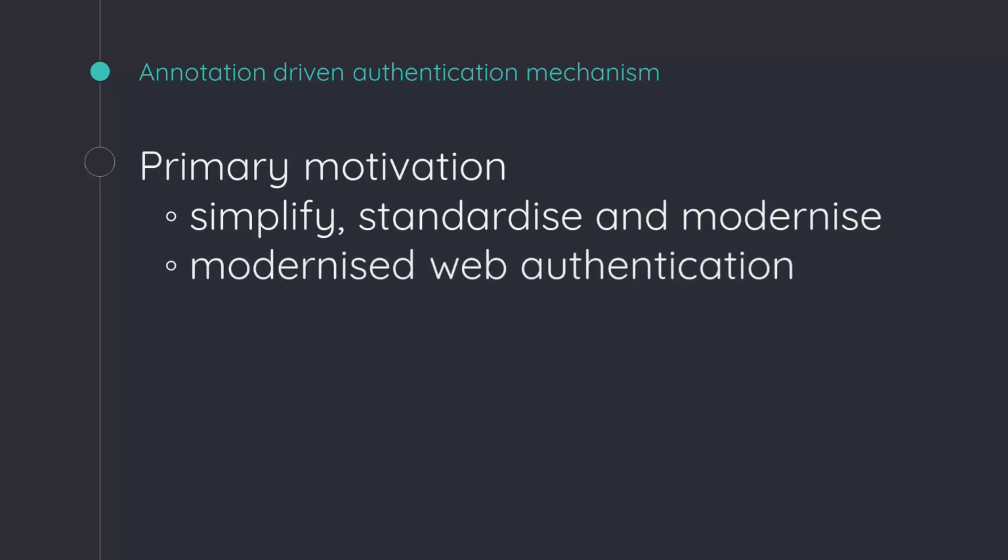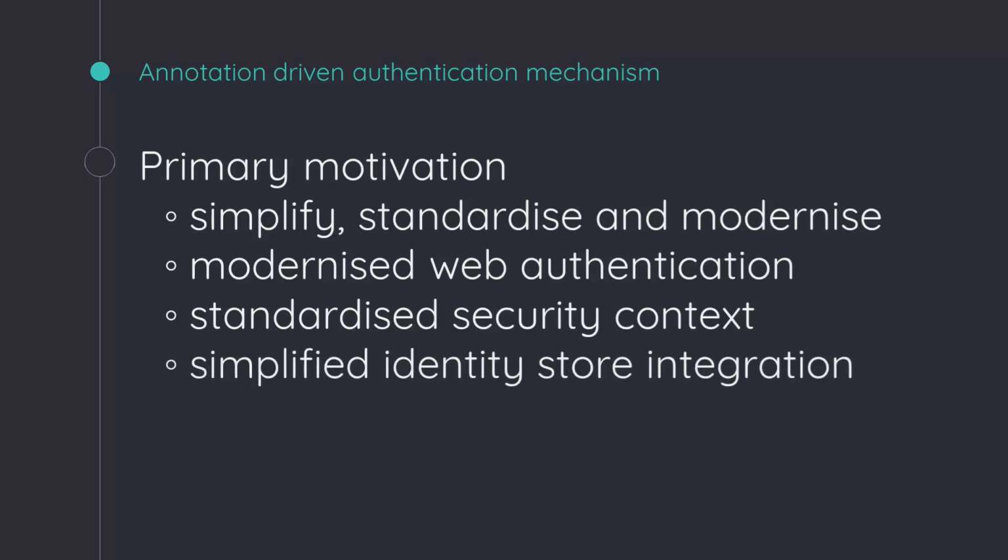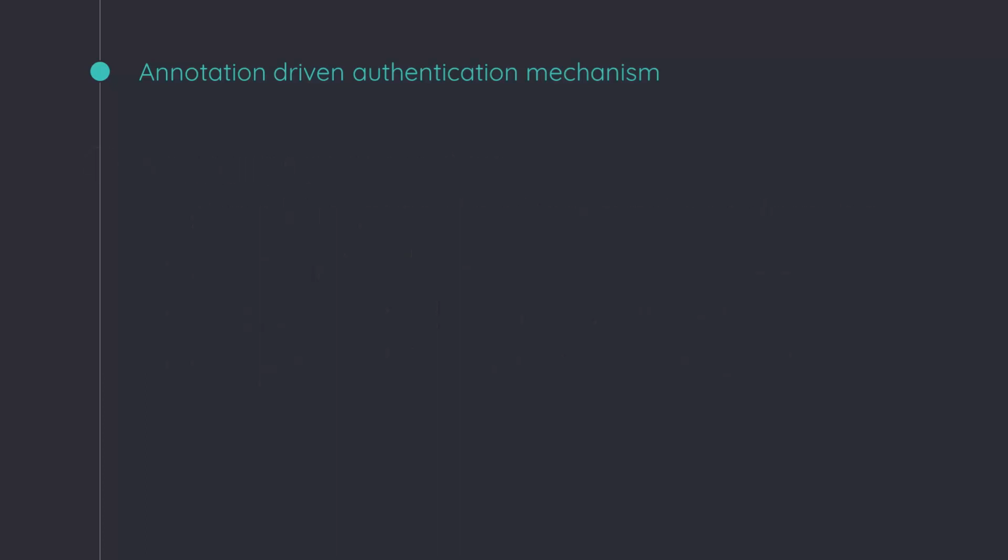The configuration of web authentication has been modernized thanks to 3 new annotations that make web.xml file declarations redundant. The new Security Context API standardizes the way the servlet and EJB container perform authentication. And the new identity store abstraction simplifies the use of identity stores. So let's take a look at the first of these new features, annotation-driven authentication mechanism.